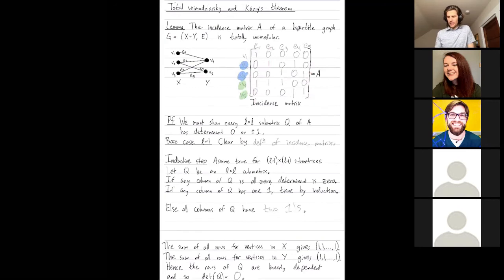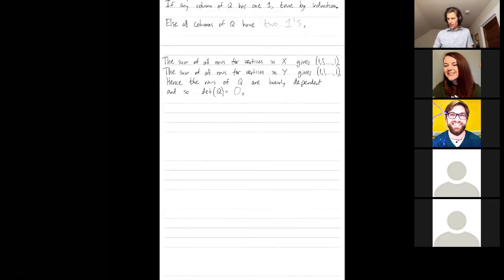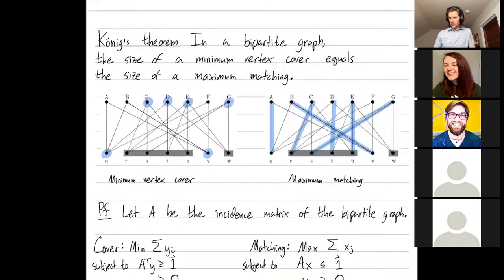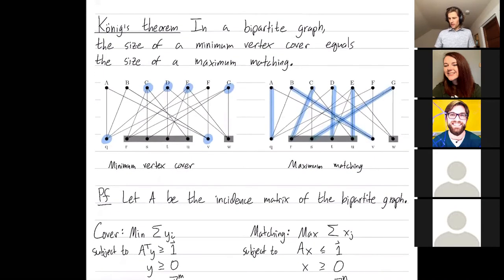Okay, so the key takeaway is that in a bipartite graph, its incidence matrix is totally unimodular. We now have a very nice proof of König's theorem. König's theorem says that in a bipartite graph, the size of a minimum vertex cover equals the size of a maximum matching. I've drawn a maximum matching on the right.